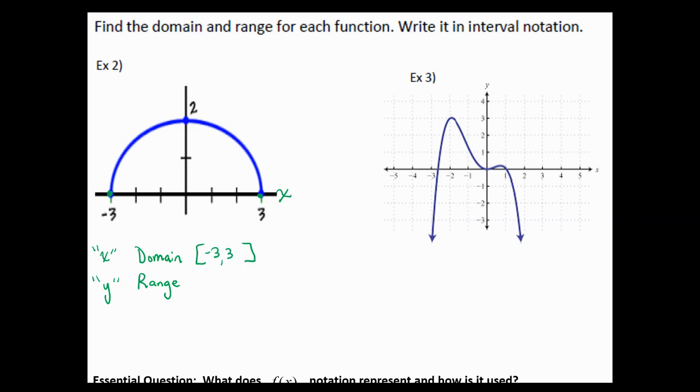Always work from the left to the right. Don't forget that this is 0. For your range, your graph goes, the lowest is 0 up to 2.